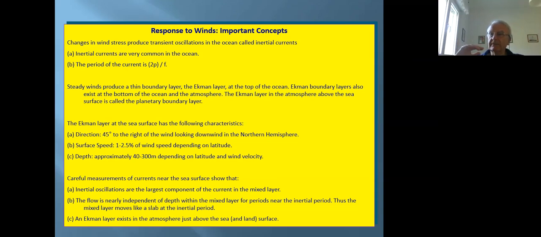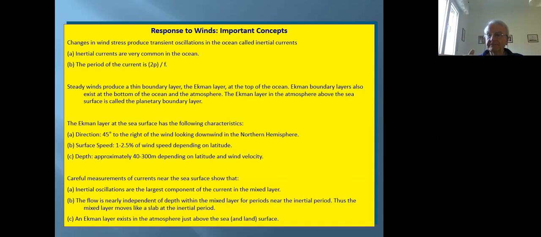These inertial oscillations have a period of 17 hours, more or less, at our latitudes. They are moving with a period of 17 hours, but this applies to the entire surface mixed layer, which then goes back this way. So it makes turns, and within the 17 hours it makes the whole turn.